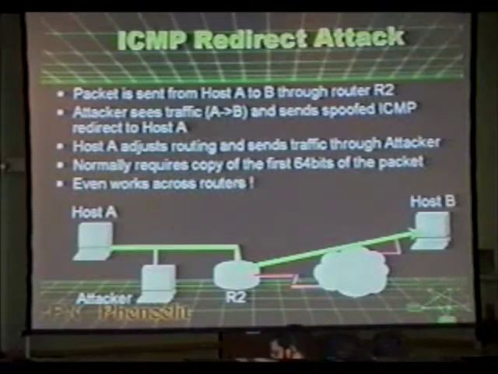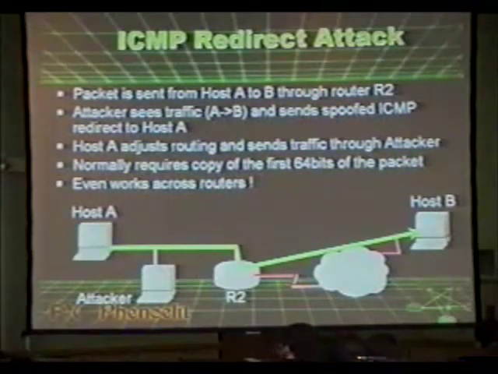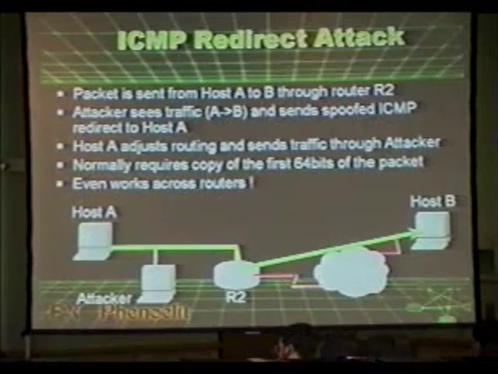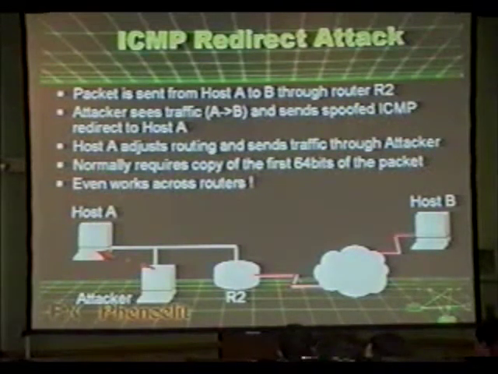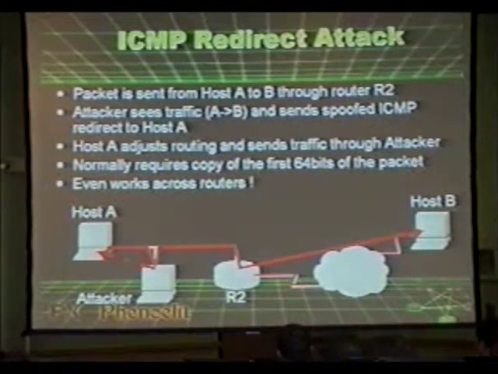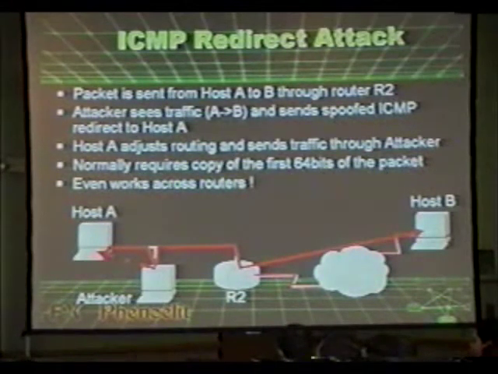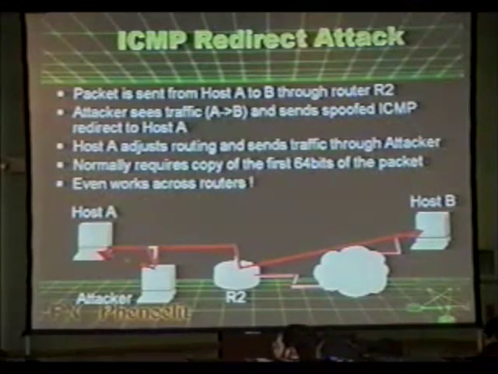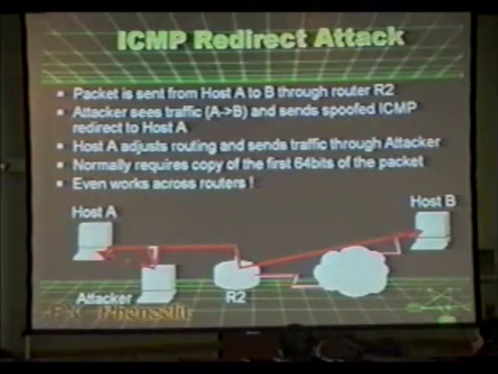So how do we use that? That works vice versa. The packet is sent from host A to host B through router 2. We see this traffic and we think, well, we know a better way. So we actually tell this host A, please use me as your next hop. And it works. It even works across routers. If you send an ICMP redirect message, let's say, across the internet, that works as well. Why? Because the final router who will deliver this packet to the attacked host is actually the one who's probably getting all the traffic, so the host will believe you.